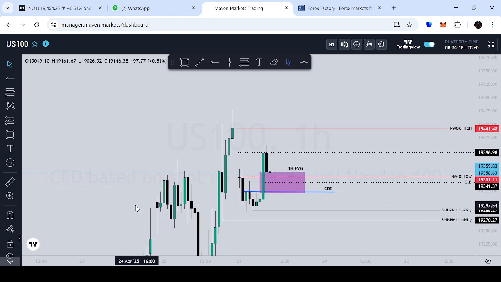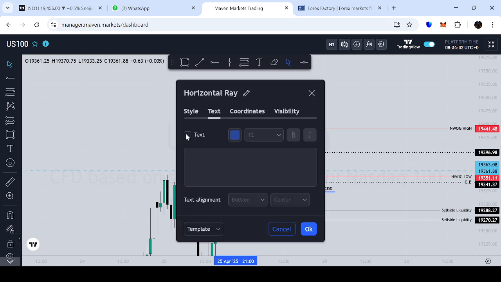So, looking at the Nasdaq chart, you see the new week opening gap there. That's the new week opening gap high. The new week opening gap low. That's the consequent encroachment, the 50% of the new week opening gap.